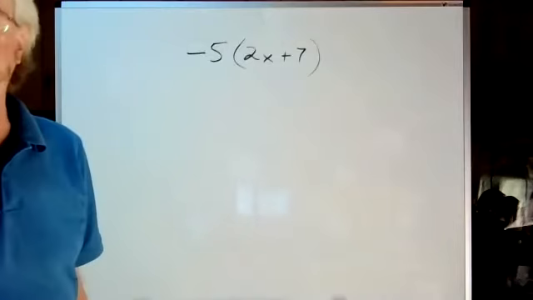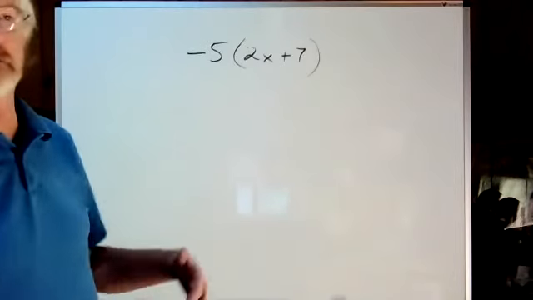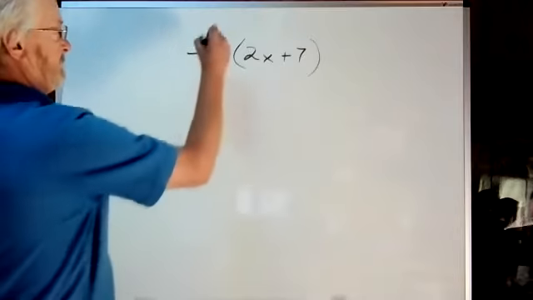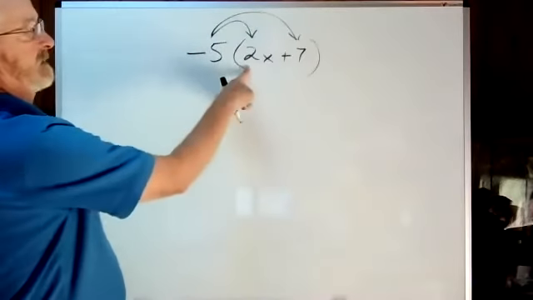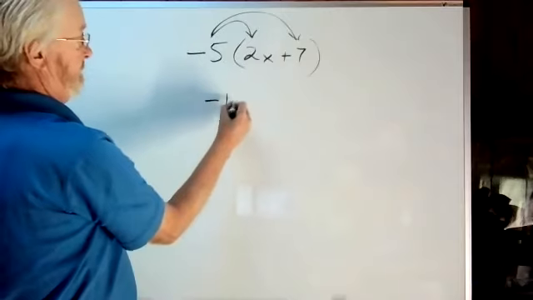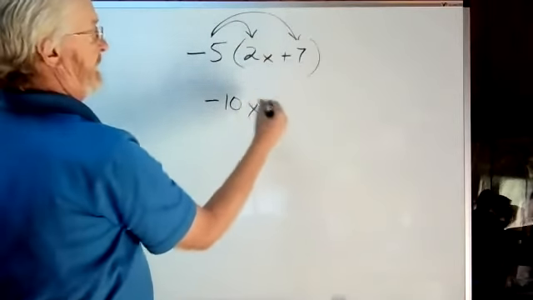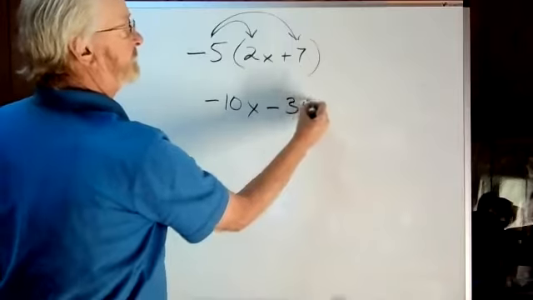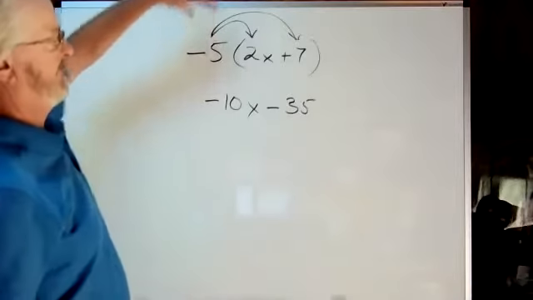Maybe the number outside is a negative. Well, that means I'm multiplying both things inside times -5. Bring the negative along. -5 times 2 is -10 of these x's. -5 times 7 is now -35. All right, distribute the negative sign as part of that number.